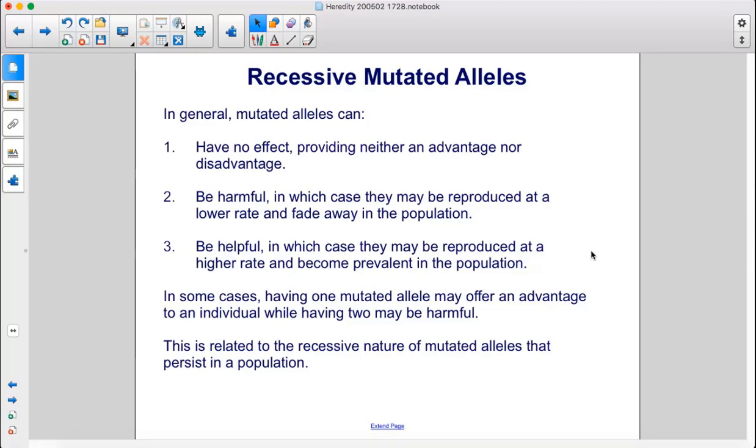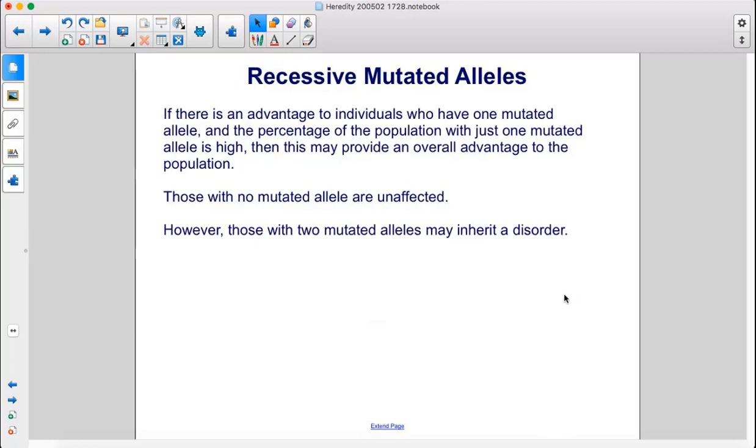In some cases, having one mutated allele may offer an advantage to an individual, while having two may be harmful. This is related to the recessive nature of mutated alleles that persist in a population. If there is an advantage to individuals who have one mutated allele and the percentage of the population with just one mutated allele is high, then this may provide an overall advantage to the population. Those with no mutated allele are unaffected. However, those with two mutated alleles may inherit a disorder.